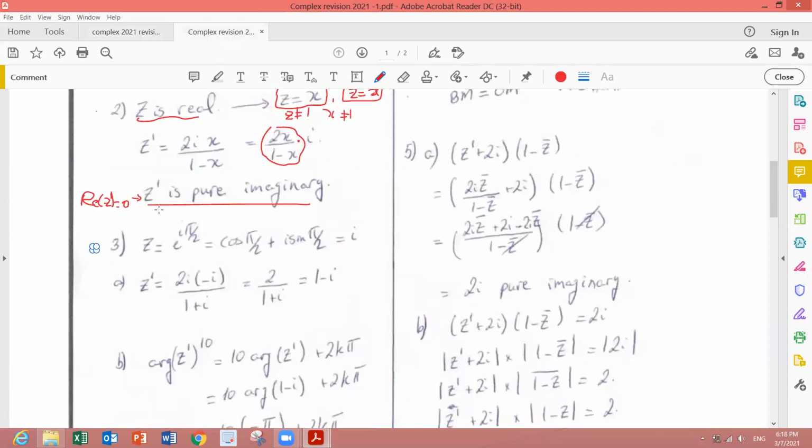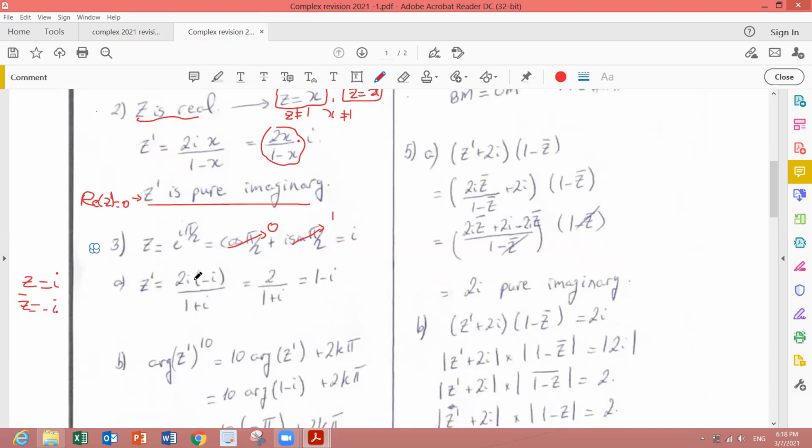So part 3. z equals e to the i pi over 2, equals cosine pi over 2 plus i sine pi over 2. Cosine pi over 2 is 0. Sine pi over 2 is 1. We get i. So z equals i. z bar equals minus i. Knowing that for the conjugate, we change the sign before the imaginary part.